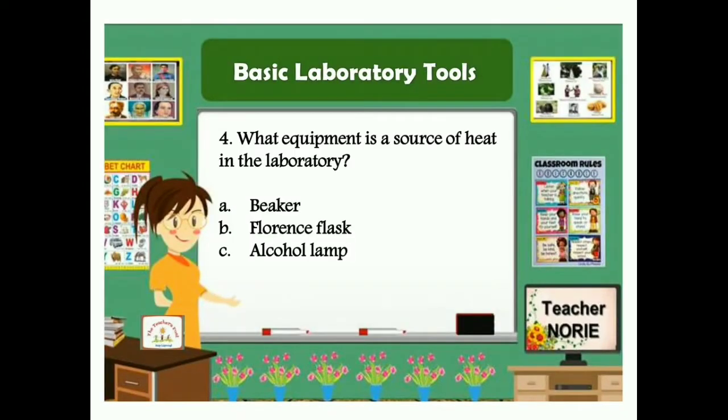What equipment is a source of heat in the laboratory? A. Beaker, B. Fluorescence flask, C. Alcohol lamp.